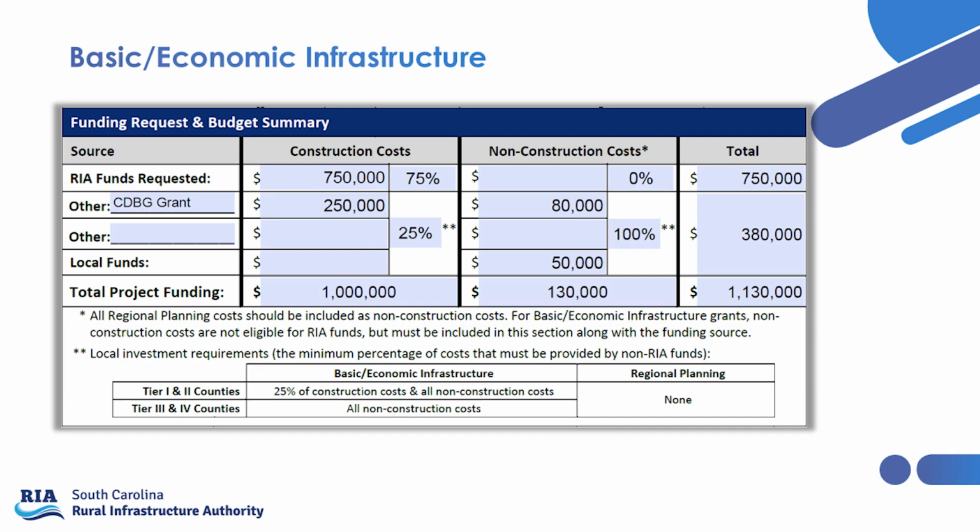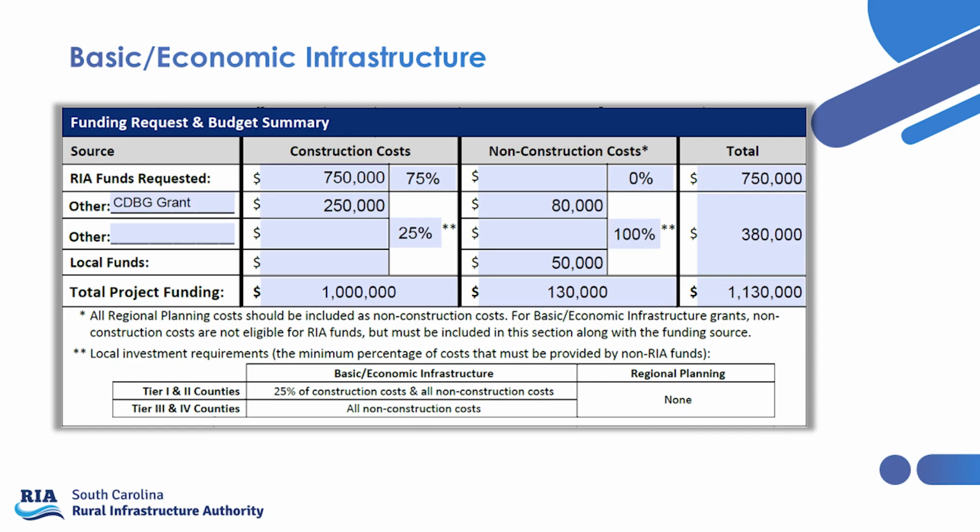The bottom of the first page is where you enter your actual funding request, as well as a summary of the other funds budgeted for the project. If you're applying for a basic or economic infrastructure grant, you should request RIA funds only for construction costs. Non-construction costs for capital improvement projects, such as engineering and permitting, should be included on the budget summary, but must be covered by non-RIA funds. If you have other sources of funding, such as a grant or loan from a different agency or a monetary contribution from a local government, you should specify those.